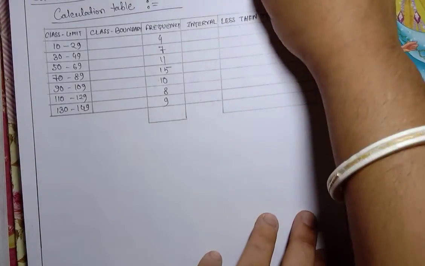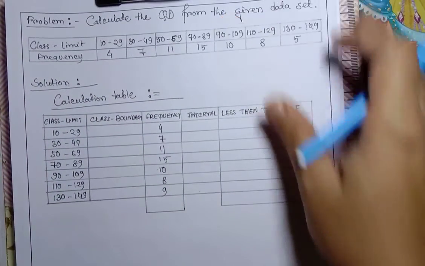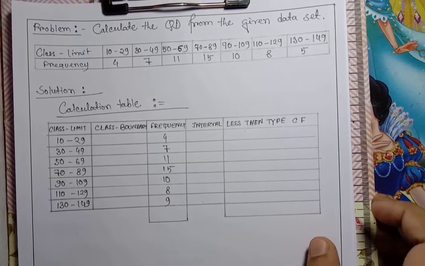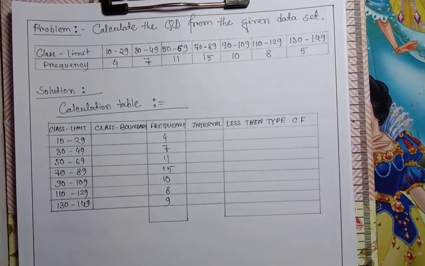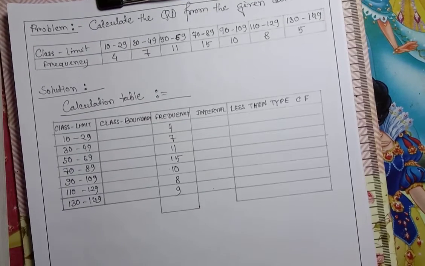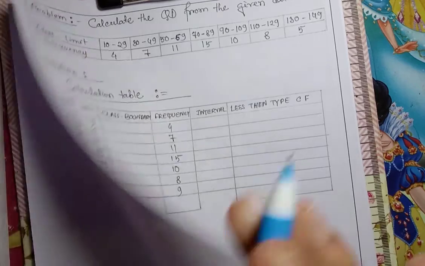Now come on to the problems. Here the problem is to calculate the QD from the given data set. Here are the class limits and the frequency. So firstly you need to prepare the calculation table. In this there are class limit, class boundaries, frequency, interval and less than type of cumulative frequency.